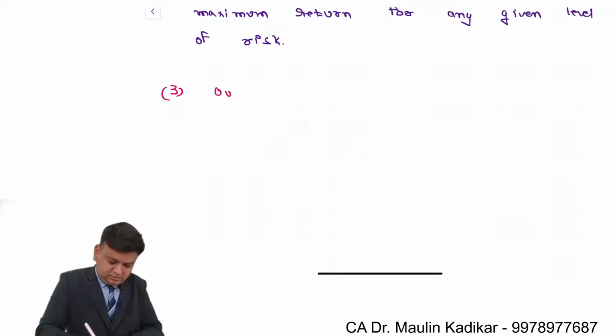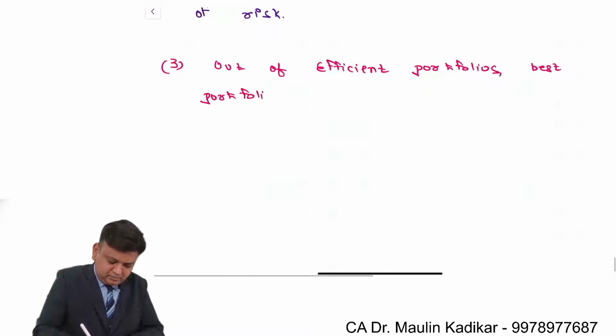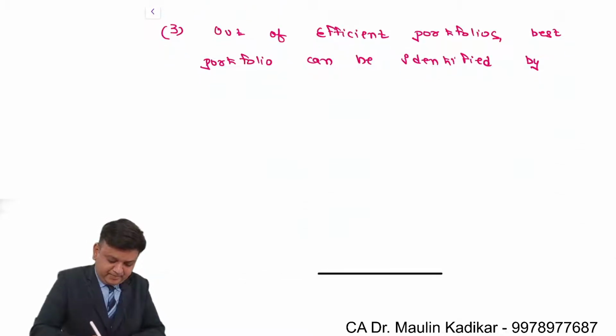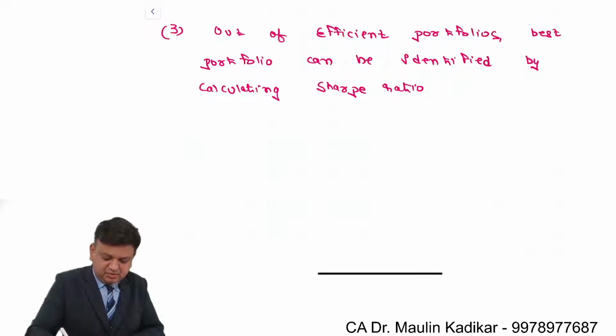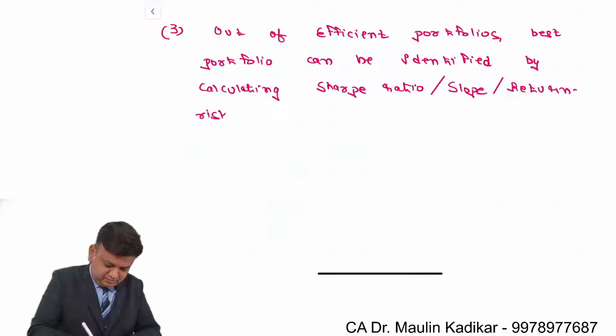Third point: out of efficient portfolios, comma, the best portfolio can be identified by calculating Sharpe ratio, slash, because it has a different name, slope, slash, return risk trade-off. Full stop.